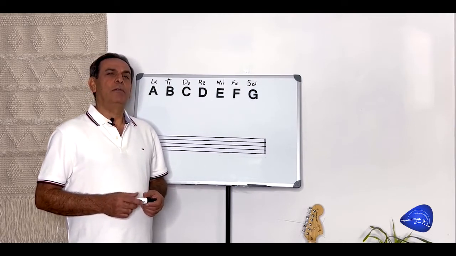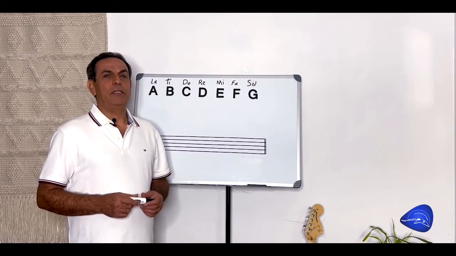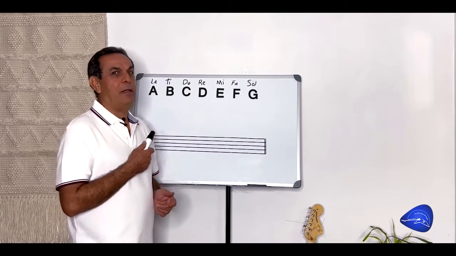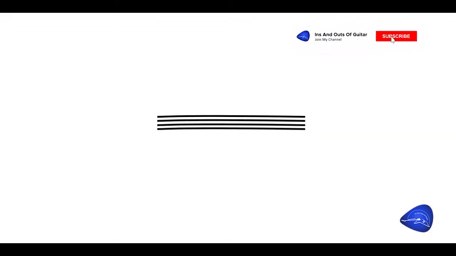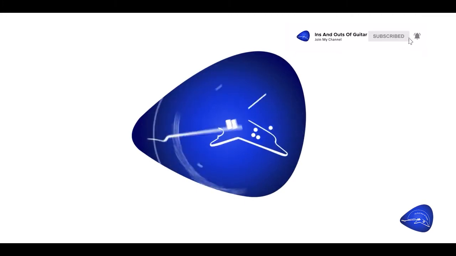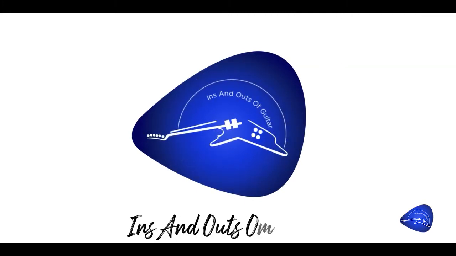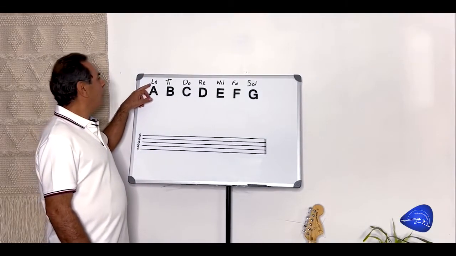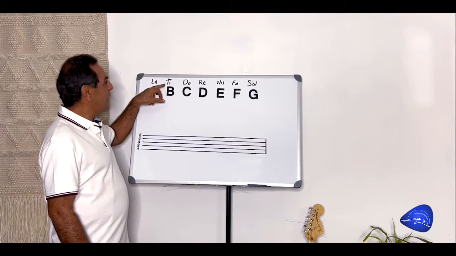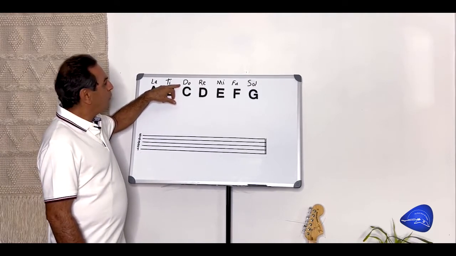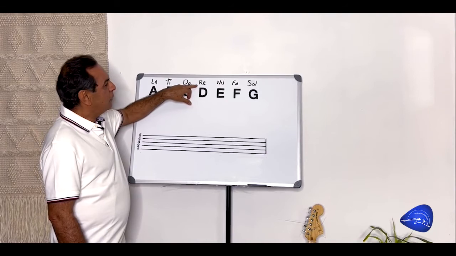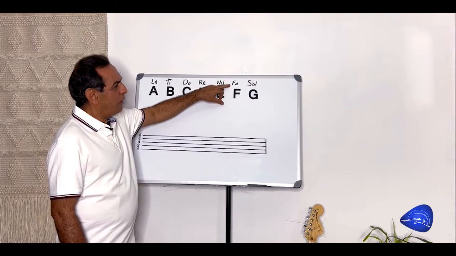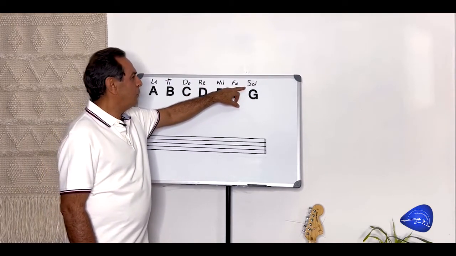Today I would like to cover the basic theory of music for beginners. Let's get started with musical alphabets. A or La, B or Ti, C or Do, D or Re, E or Mi, F or Fa, G or Sol.